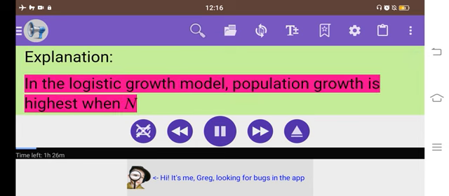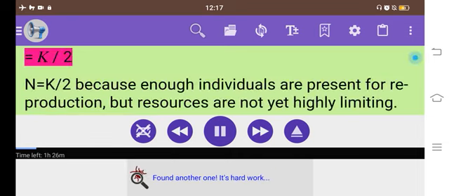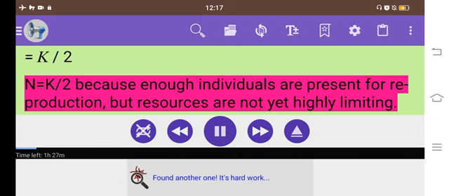Explanation. In the logistic growth model, population growth is highest when N equals K/2, because enough individuals are present for reproduction, but resources are not yet highly limiting.